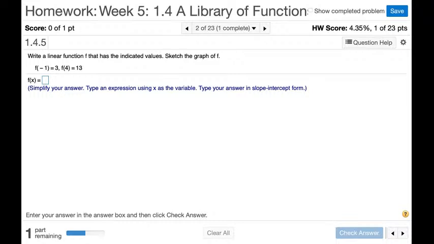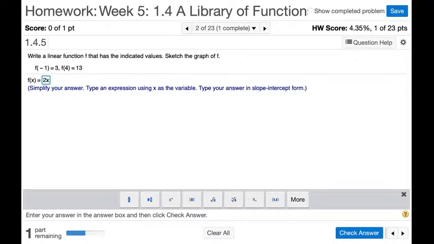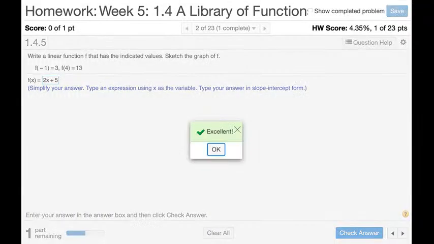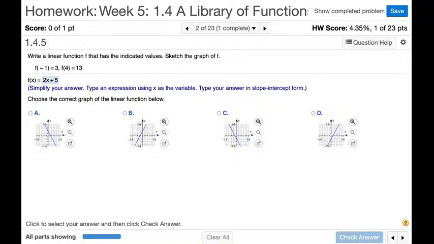So I'm going to say 2x. Is it plus 5 or minus 5? I think it was plus 5. Let's check before we submit. When x is negative 1, y is 3. When x is 4, 8 plus 5 is indeed 13. I'm going to go with this. Y-intercept is 5 with a positive slope, so it has to be either B or D. Y-intercept is 5, so it has to be B.